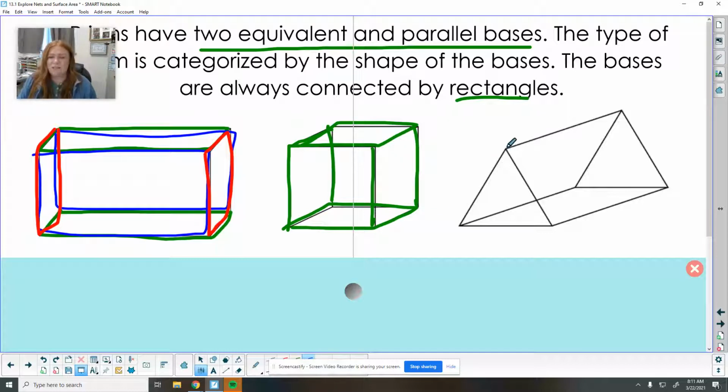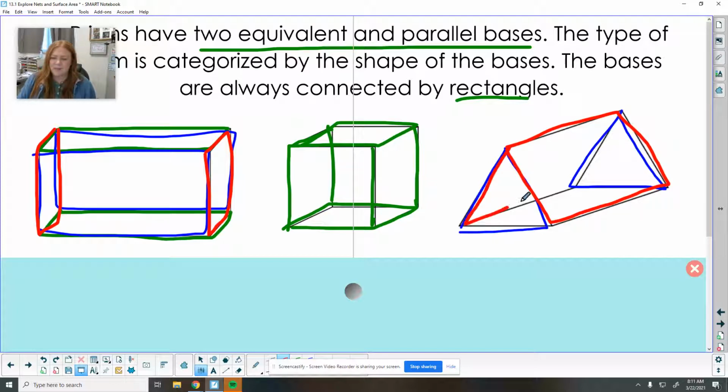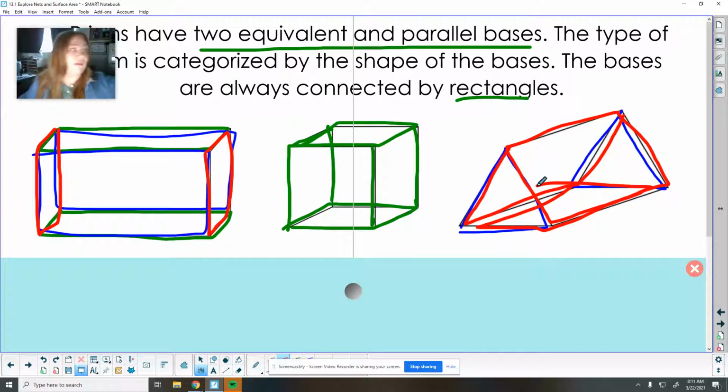So finally, the last prism is this one that is a triangular one, because right across from it we have the exact same triangle and they're parallel. So we have a triangular prism. And the triangles are connected by rectangles. So you can see a rectangle here, there's a rectangle on the back and a rectangle on the bottom. So all of these are connected by rectangles.